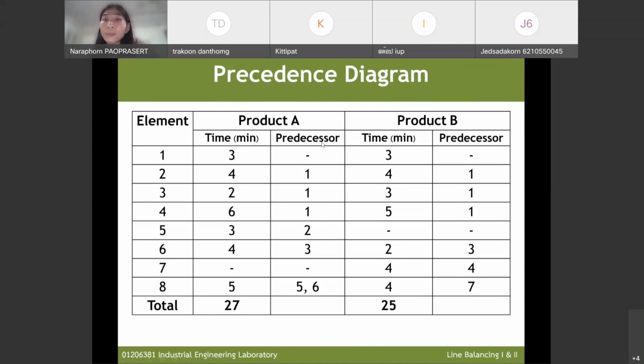This predecessor column here is very important for you to do the precedence diagram. So in this table, for product A, it says that element 1 doesn't have any predecessor, so element 1 can start off without waiting for any job to be done. But for elements 2, 3, and 4, for example, these 3 elements have to wait for 1 to finish, and then 2, 3, and 4 can start, or even can start in the same station, which we'll see in just a minute. So for this predecessor information for product A, you can write down a precedence diagram in the next slide like that.